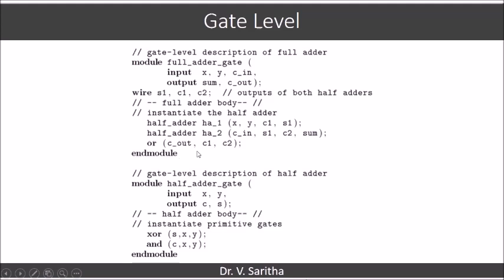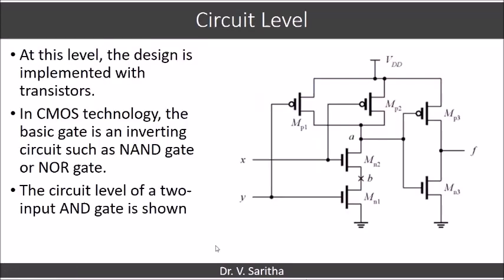So if you see, for MSI circuits, first we give inputs and then outputs, but for the gate level OR gate, you see here, the output is specified first and then the inputs. Similarly, for XOR gate and AND gate, we are specifying the output first and then the inputs. This is the gate level description using a programming language. The next one is the circuit level.